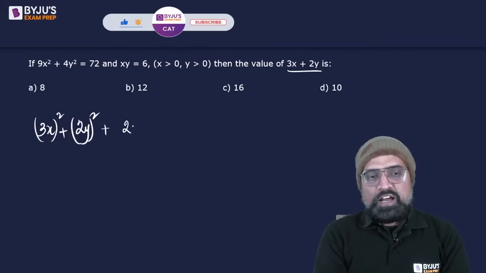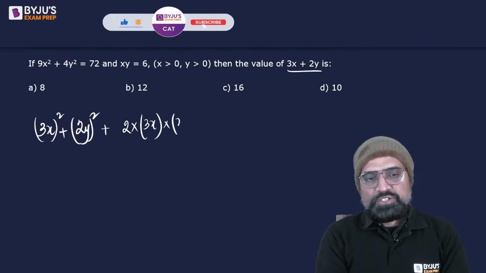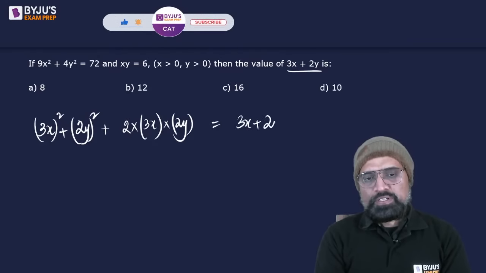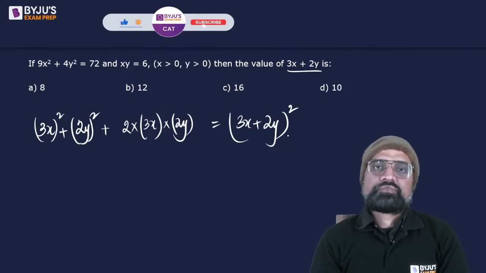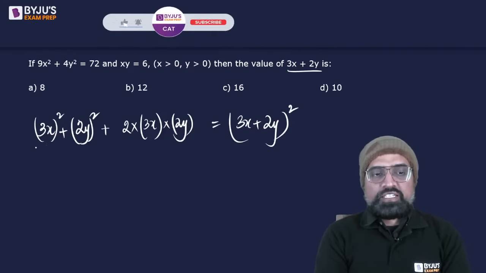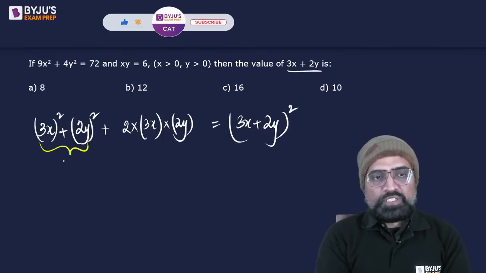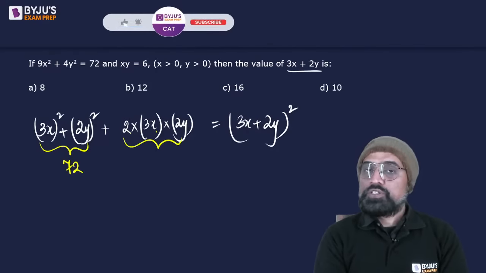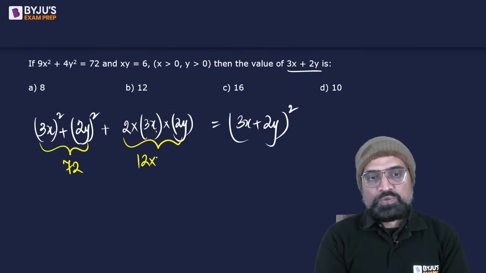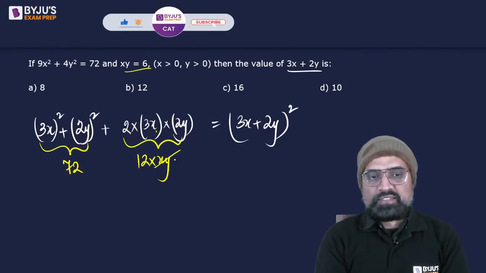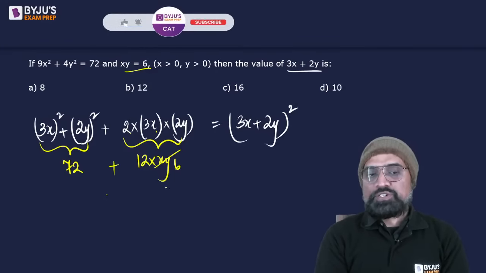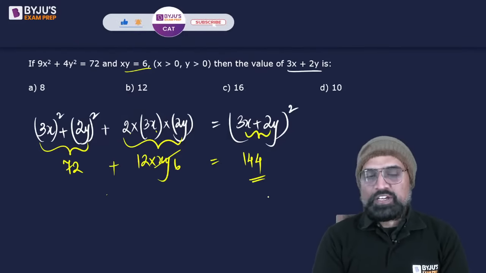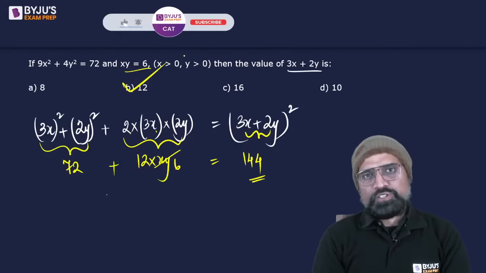But if I somehow manage to take the product of 3x and 2y as well and add it by doubling it, this is nothing but 3x plus 2y ka whole square. So this is the first two terms. We know that this is 72. We don't know the individual values of x and y. If you look at the next one, this is 2 into 3 into 2, which is going to be 12 times xy. Now xy is nothing but 6. So we have 72 plus 72, which is going to result in 144. So what kind of number square is 144? Definitely 12. 12 का square 144 होता है.